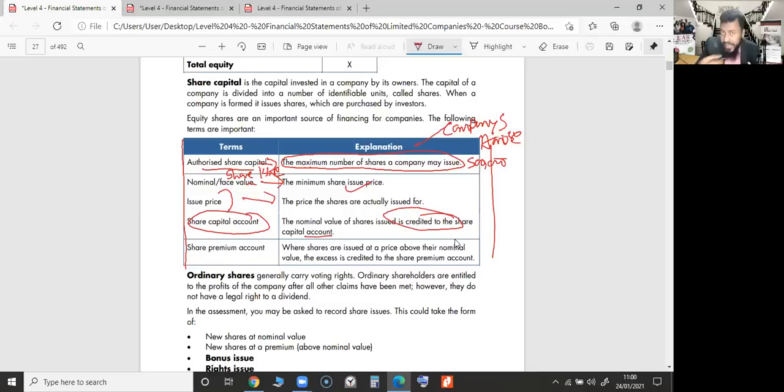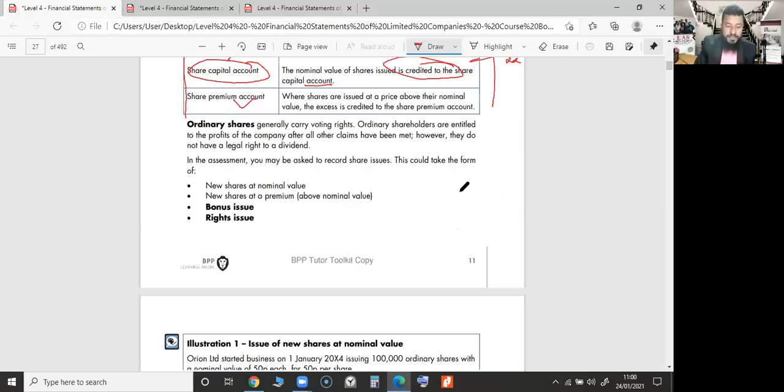When you issue shares, you get money, don't you? So your business's bank account is debit, and your share capital is credit. Hope the double entry makes sense. And yet again, share premium: you selling shares at a higher price, your bank account debit, your share premium account credit.